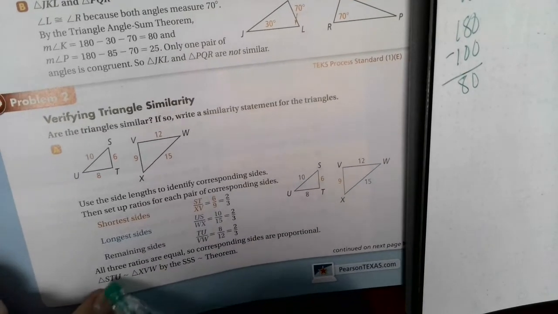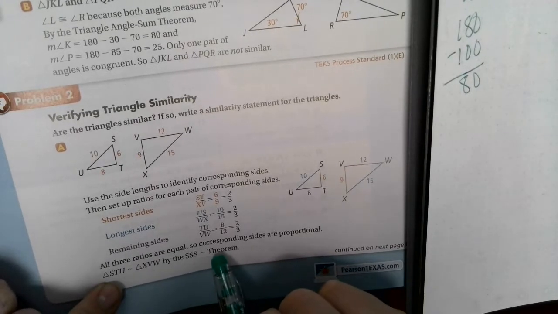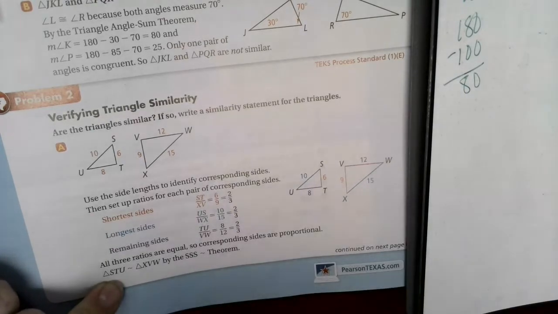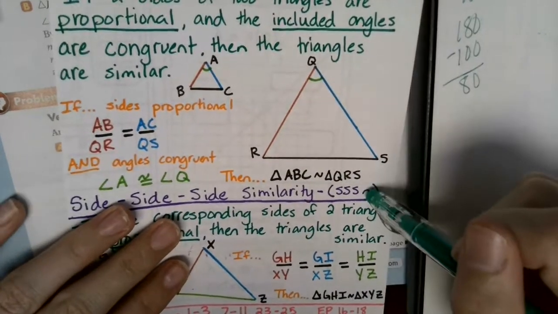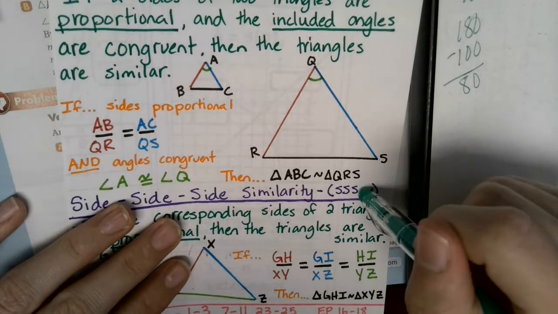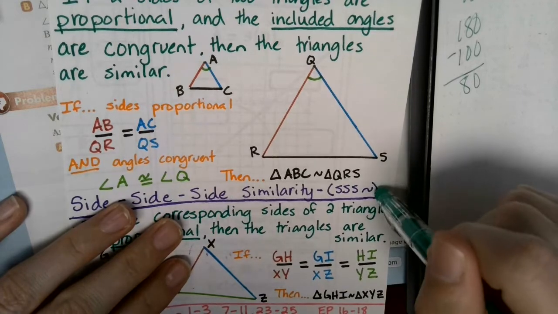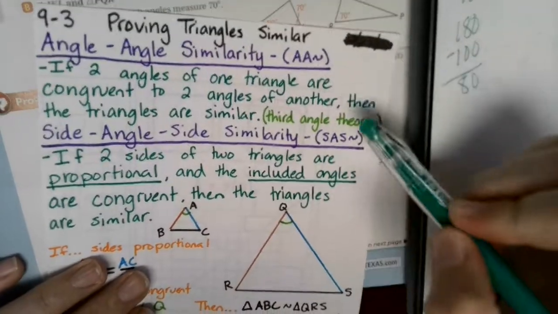This is our similarity statement. Triangles are similar by the side-side-side similarity theorem. If you just write SSS and don't include the little squiggle, your answer is entirely wrong. Notice all of these, it's not just SSS, because SSS proves triangles congruent. SSS similarity is entirely different. You have to include the little squiggle or your answers are not correct. Let's look at another one.